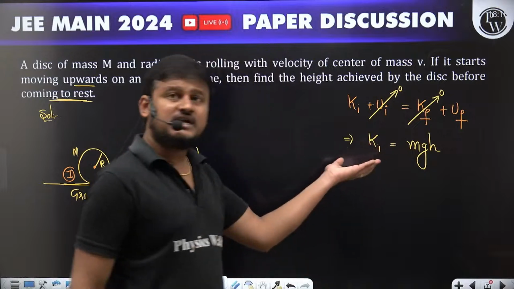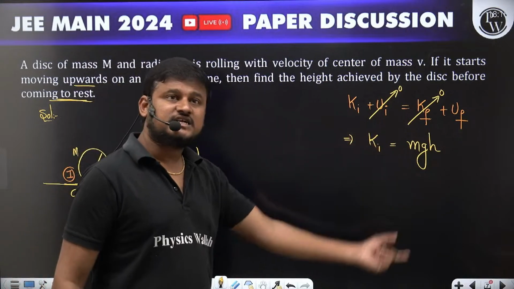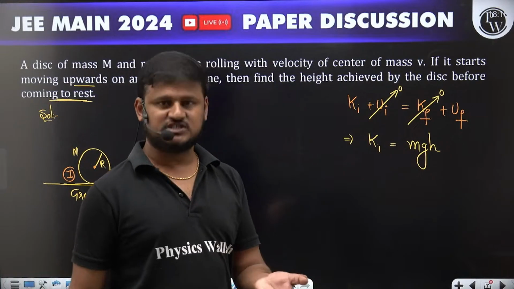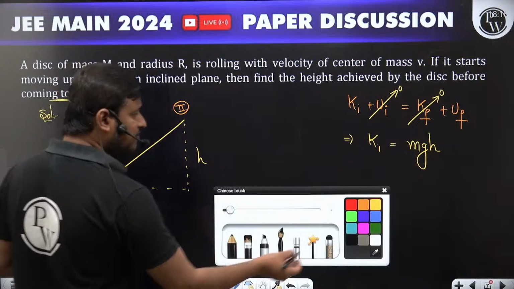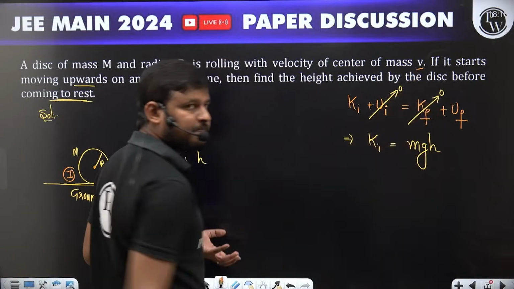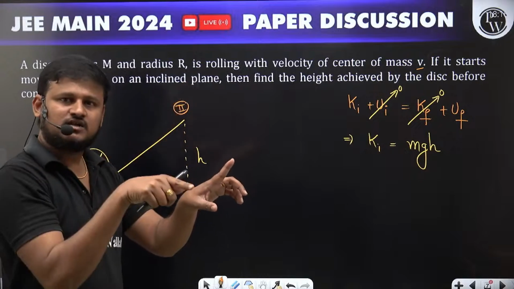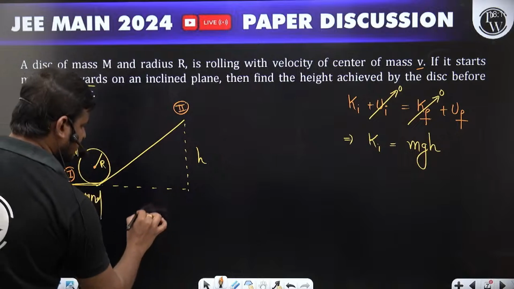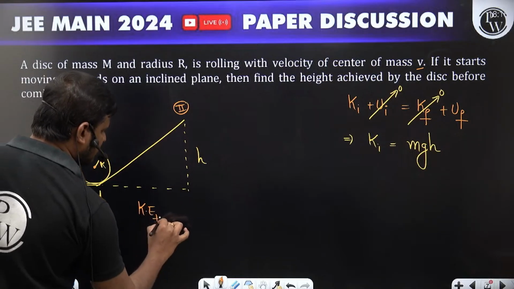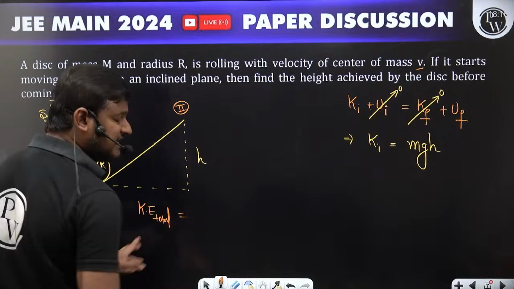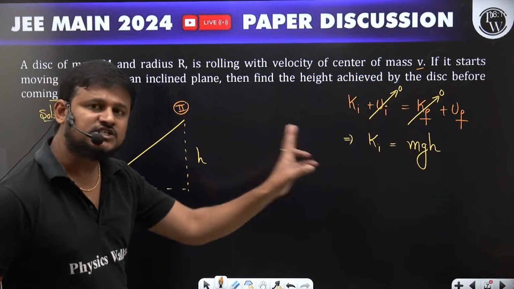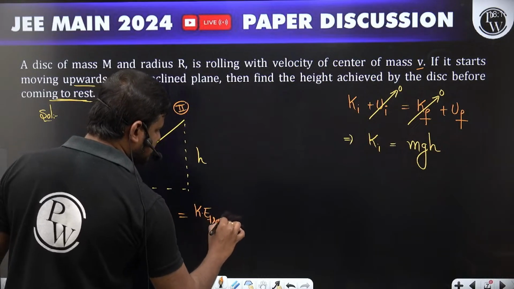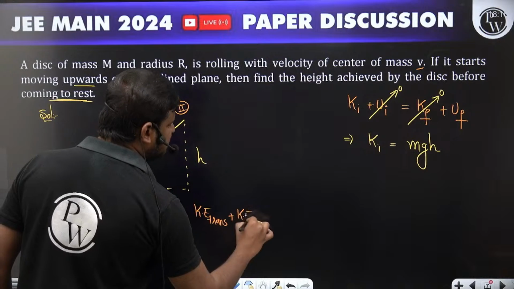But the problem here is, what is this kinetic energy till the time it rolls on the surface? Its center of mass is moving with a velocity v, and at the same time it rolls, right? So it will possess the rolling kinetic energy also. So the total kinetic energy is equal to the kinetic energy translational plus kinetic energy rotational. Let me write the steps.